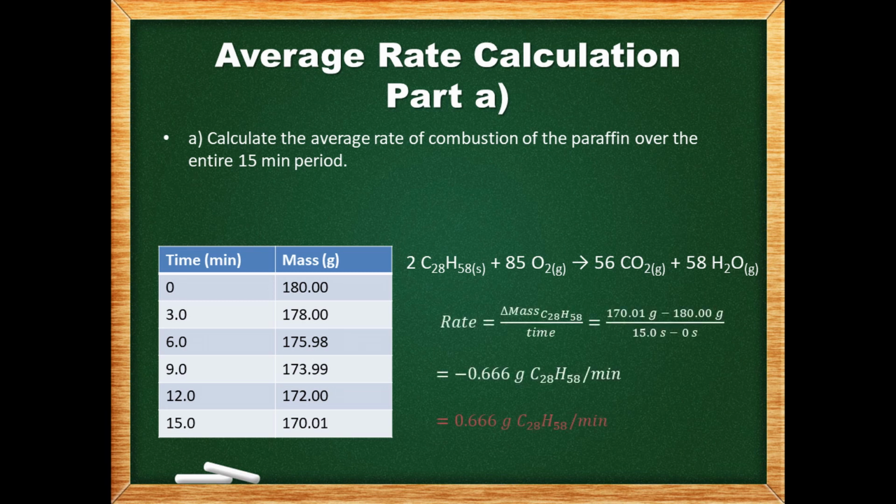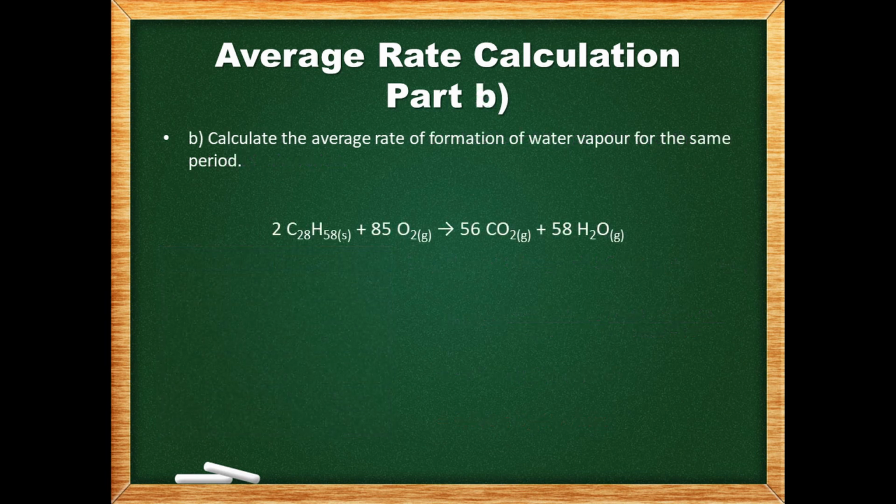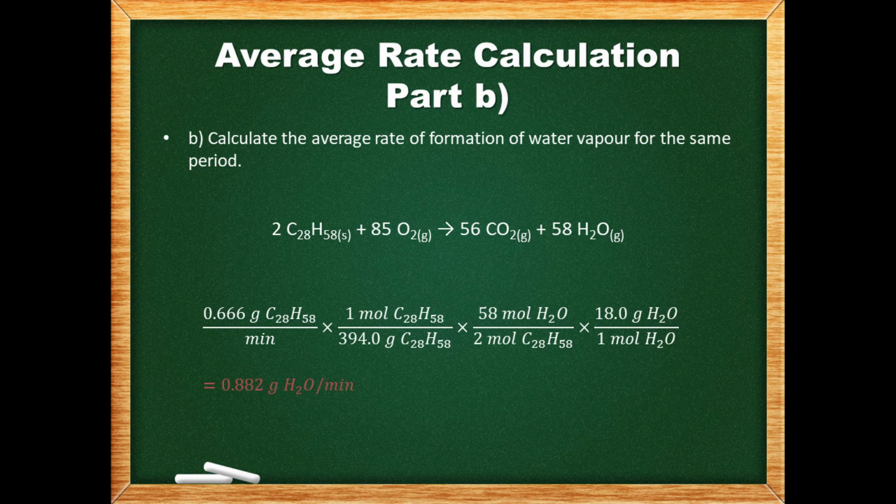We get our rate by dividing the change in mass by the 15-minute time interval to give us an answer with units of grams per minute. Remember that the rate should be expressed as an absolute value. Next, we want to calculate the average rate of formation of water vapor for the same period. We need the mole ratio to convert from paraffin to water vapor, which we get from our balanced chemical equation. We begin with the reaction rate we just calculated and convert from grams of paraffin to moles of paraffin, to moles of water vapor, and finally to grams of water vapor to give us our answer.